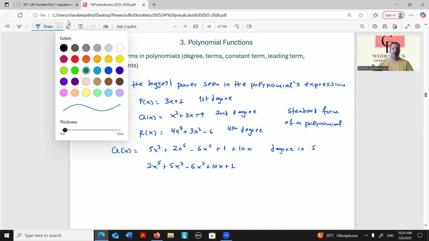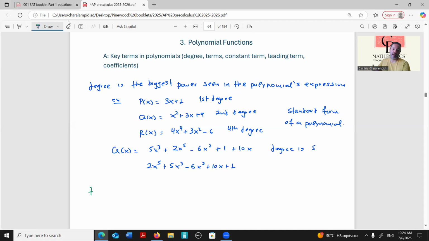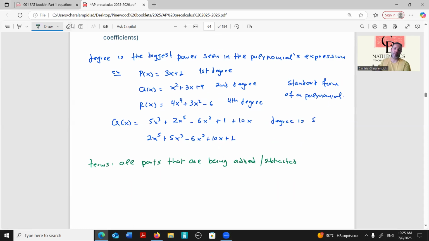Let's move to the terms. The terms in a polynomial are all parts that are being added or subtracted. Subtraction and addition are pretty much the same process. So, for example, in the polynomial 3x squared plus 5x plus 1, here you do see that we have three parts. We have the 3x squared, the 5x, and the plus 1. So the terms are exactly these ones: 3x squared, 5x, and 1.